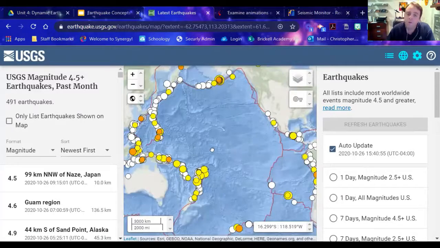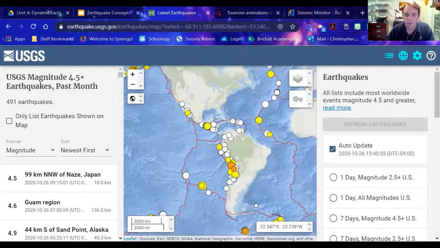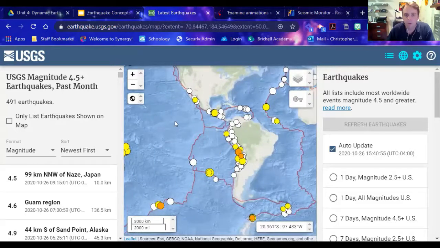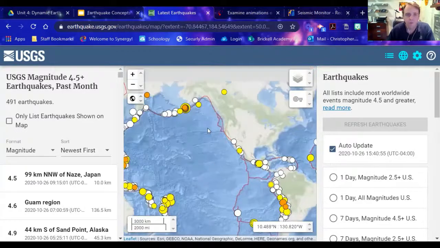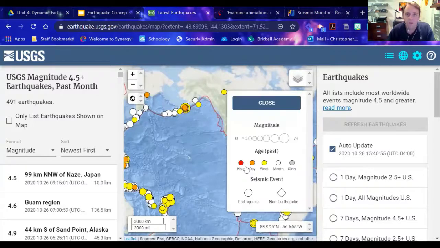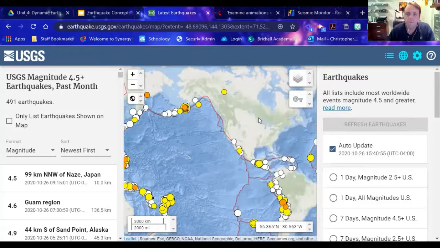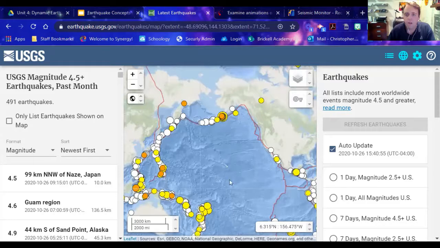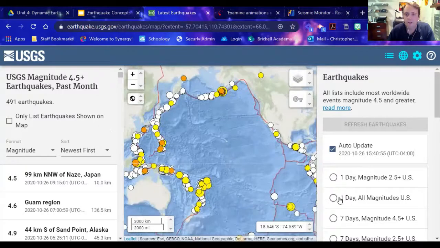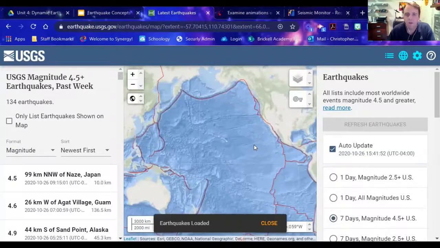The plate boundaries are actually highlighted in red. So you can see, again, most earthquakes happen along those plate boundaries. You can change the different filters. Here's the key: in the past hour is in red, the day is in orange, weeks in yellow, and month is in white. And then the size of the circle denotes the magnitude. All right, so let's look at 7 days, 4.5 magnitude and up. You can see there's been quite a bit of action.